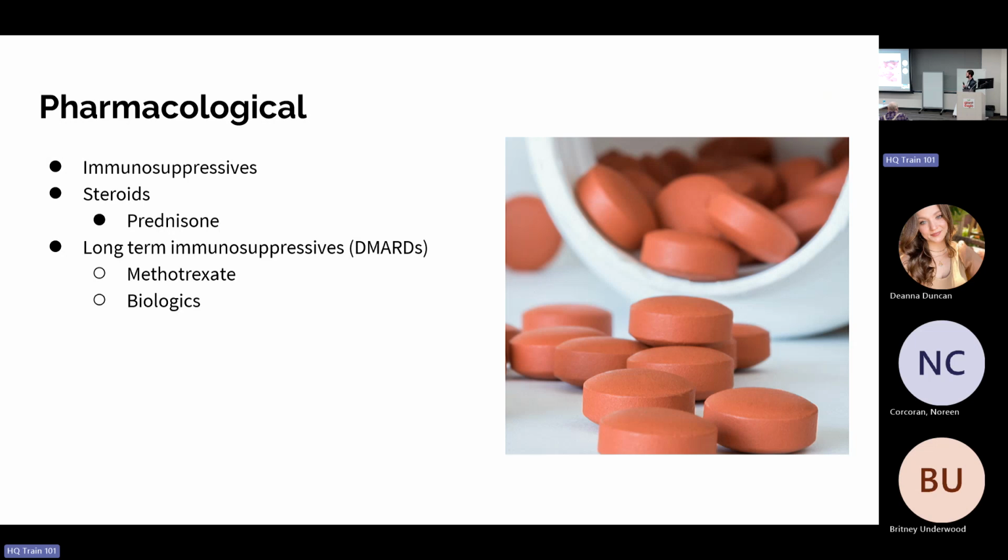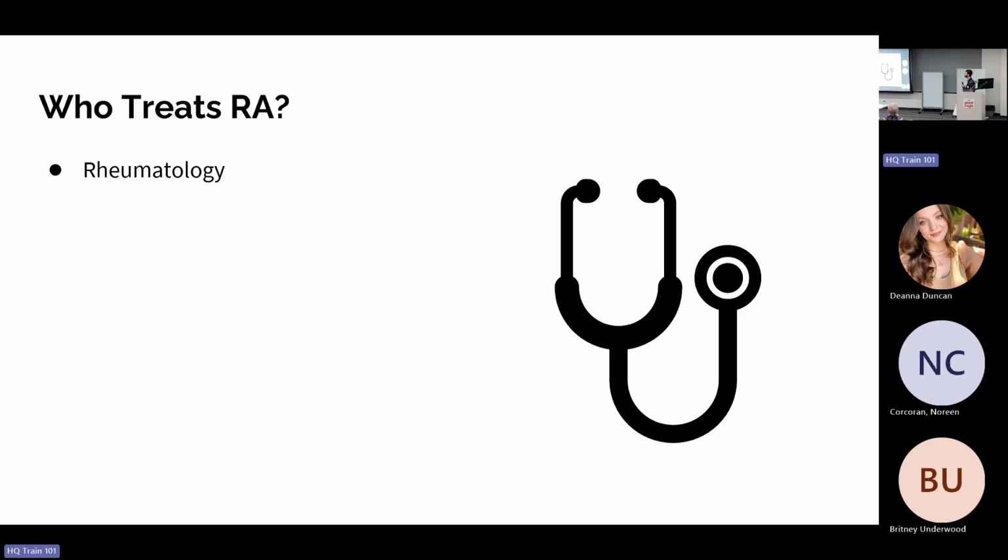We call those DMARDs, disease-modifying anti-rheumatic drugs. And the most common drug that we use to treat rheumatoid arthritis is called methotrexate, but we also use biologics. You've probably seen their commercials on TV, Humira, Enbrel, and such, which are also very effective when methotrexate is not effective. But what all of these drugs are doing is turning down the volume on your immune system to decrease that inflammation, protect the joints, protect the lungs, protect the heart. And who treats rheumatoid arthritis? Just us, rheumatologists.